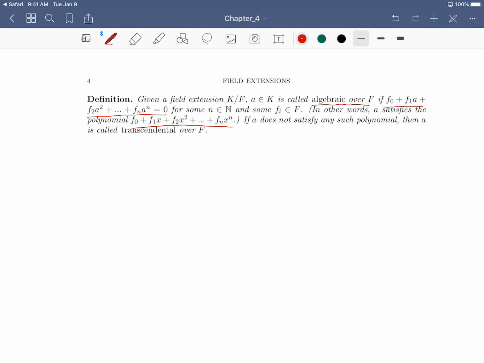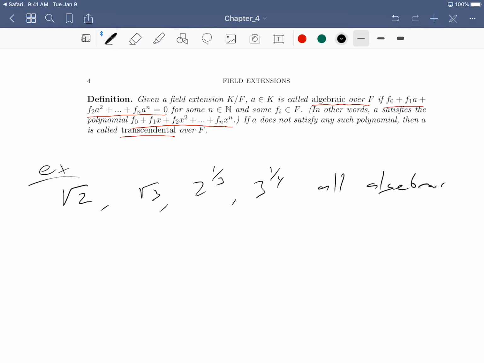And if you're not, then you're called transcendental. Transcendental means you don't satisfy a polynomial with coefficients in F. For example, root 2 is algebraic, root 3 is algebraic, 2 to the 1/3 is algebraic, 3 to the 1/4. These are all algebraic numbers over Q because they all satisfy a polynomial. They're all the root of a polynomial with rational coefficients.